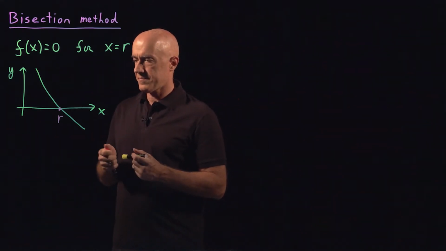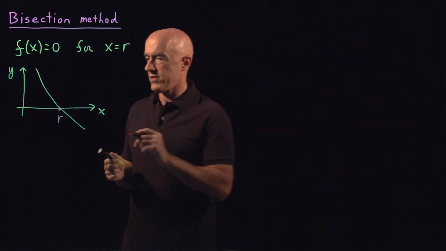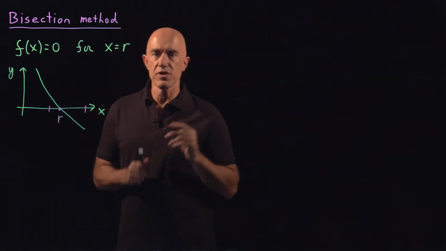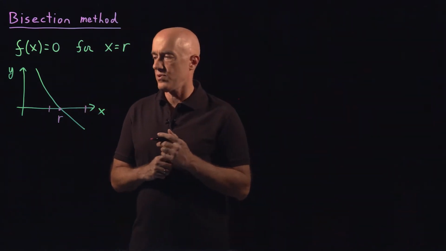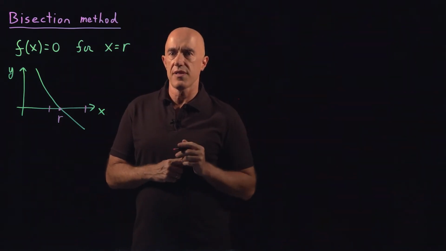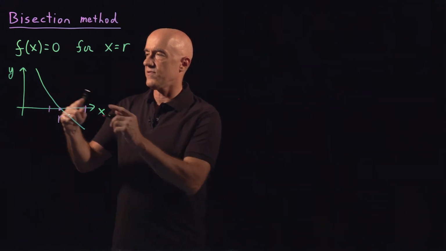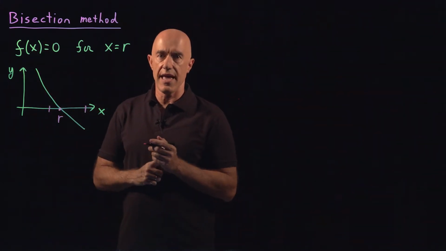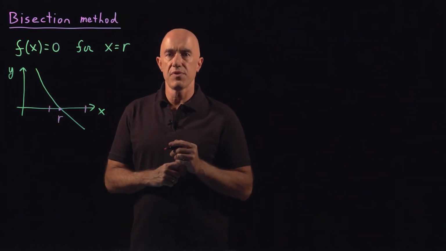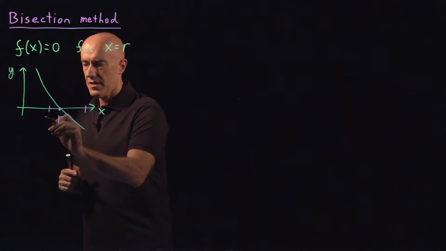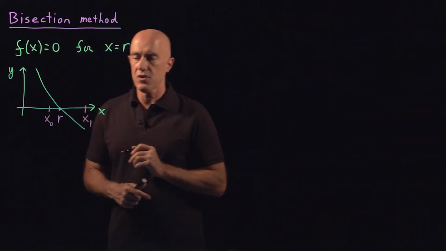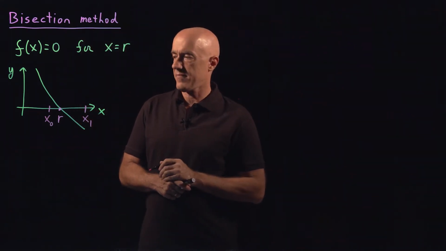Bisection is the method where you start with two values. Let's say here and here. We say that these values bracket the root. One value is smaller than r. The other value is larger than r. You can test whether these two values bracket the root by calculating f at those values. f has to change sign between these two values. Let's call the first one x0 and the second one x1. So we start with x0 and x1.